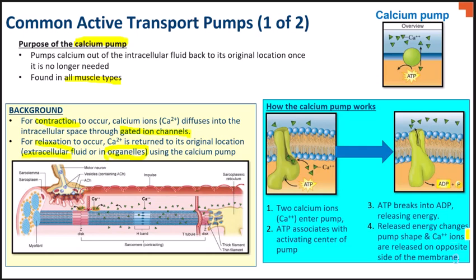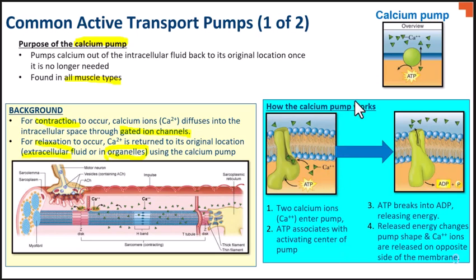And you might recall from class that the smooth endoplasmic reticulum is an organelle in our cells that actually stores calcium. And so a calcium pump is needed for this purpose, to get rid of that calcium once we no longer need it, returning it back to its original location. And that has to be done actively, and so it requires energy.